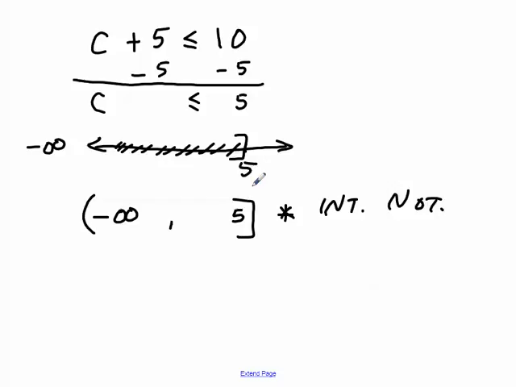Alright, a different one might be something like, let's go to a different page. How about this one? 10 minus d is less than 9. Just throwing out numbers here. What's our interval notation for that? I don't know. Well, let's solve it. We've got to solve for d on one side. So if we want to isolate d on one side, well, let's subtract 10.